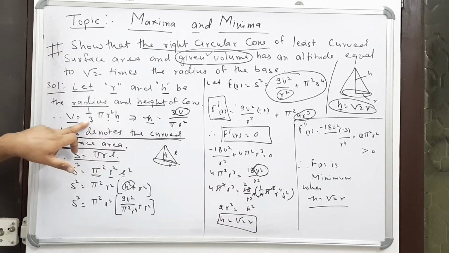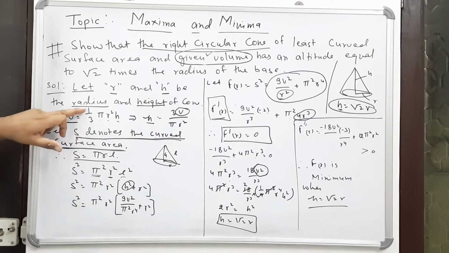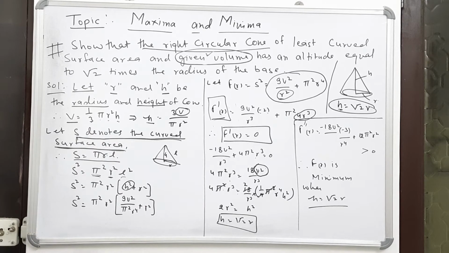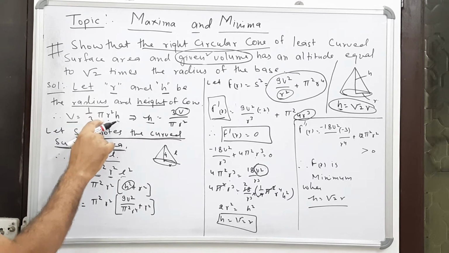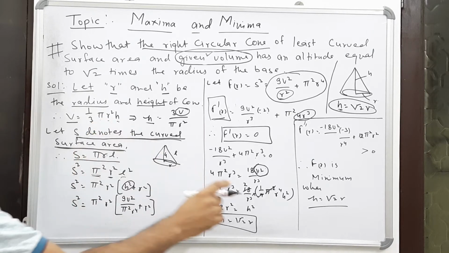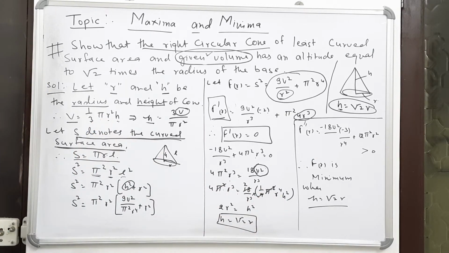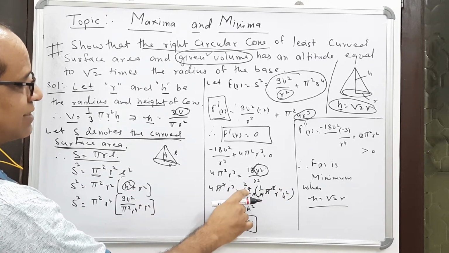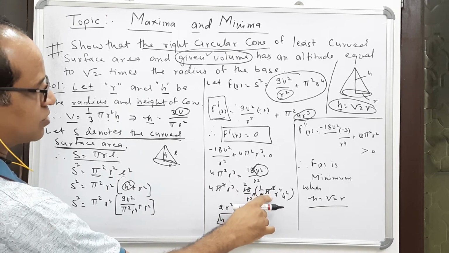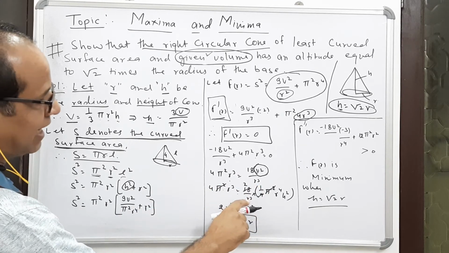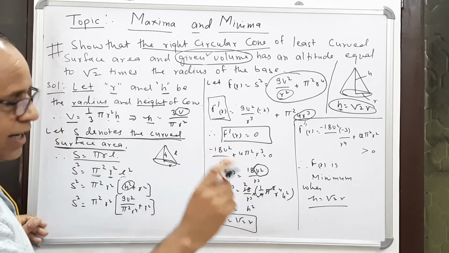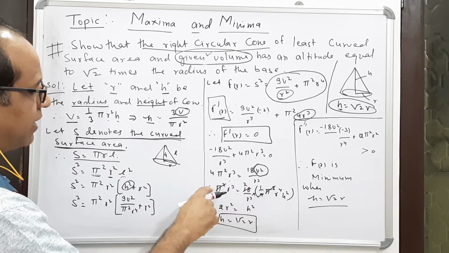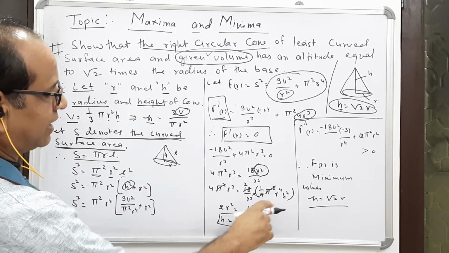Look at the V here. If V is 1/3 pi r square h, what will be V square? 1 upon 9 pi square r to the power 4 h square. Now this 9 and this 18 give 2, pi square cancels already. This r cube and r to the power 4 give r, and that r cancels with this r cube, so it is r square. 2 will cancel with 4, it is 2, and this h square is there.